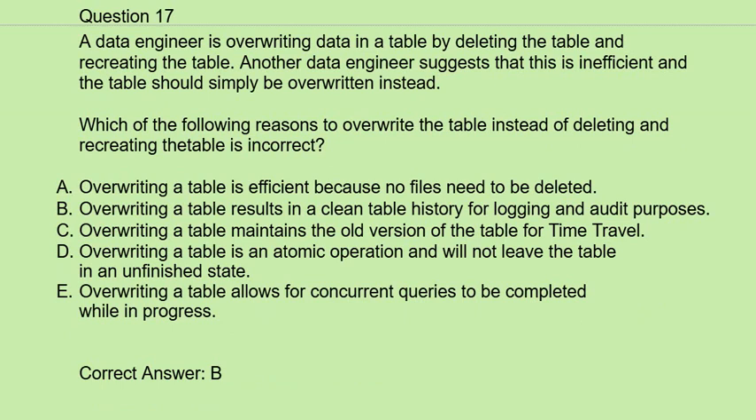Option A, overwriting a table is efficient because no files need to be deleted. Option B, overwriting a table results in a clean table history for logging and audit processes. Option C, overwriting a table maintains the old version of the table for time travel. Option D, overwriting a table is an atomic operation and will not leave the table in an unfinished state. Option E, overwriting a table allows for concurrent queries to be completed while in progress. Correct answer is option B.